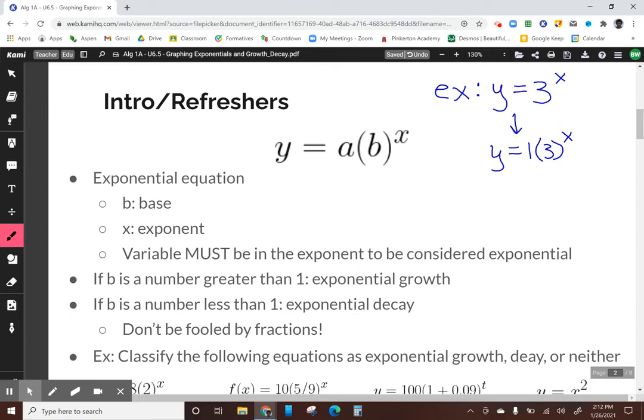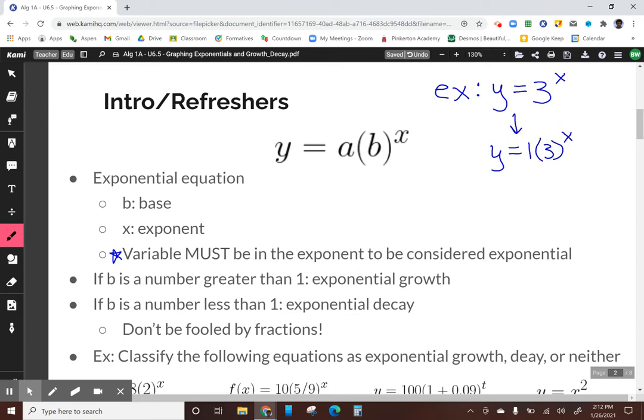So we don't really need to write it, but it does get a little bit more important when you do exponential equations involving growth or decay and word problems. But for now, we're just going to look at that number that's inside the parentheses or attached to the exponent as your base. So just to clarify, when we're looking at exponential equations, the variable is required to be in the exponent to be considered exponential. Just because you have something that has an exponent doesn't mean it's necessarily an exponential equation.